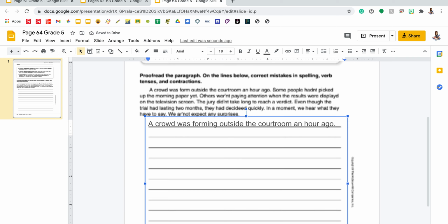Let's look at the second sentence. Some people hadn't picked up the morning paper yet. I see a mistake with the contraction hadn't. It is missing the apostrophe. You will finish going through this paragraph, fixing any more mistakes.